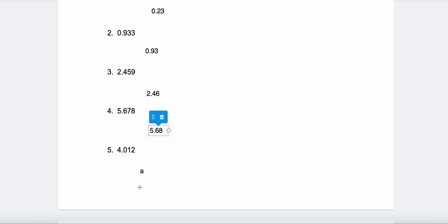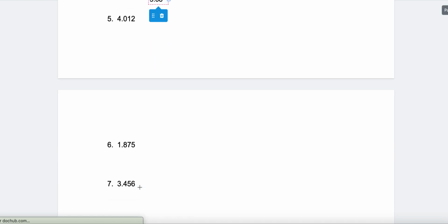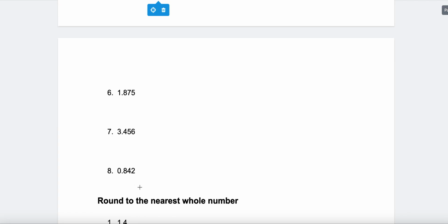Next one, 5.68. Try number 5 yourself. Let's try number 7. I'll give you 5 seconds. It'll be 3.46. Make sure you always look at the number after the digit to see if you have to round it up or down.